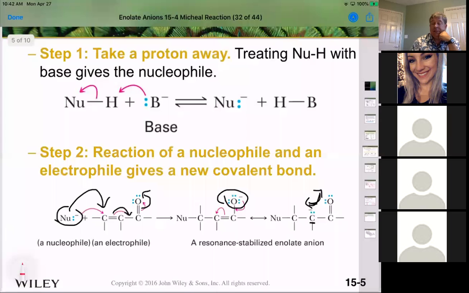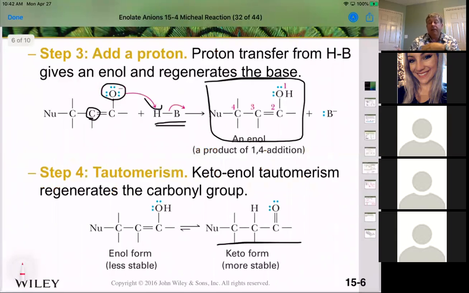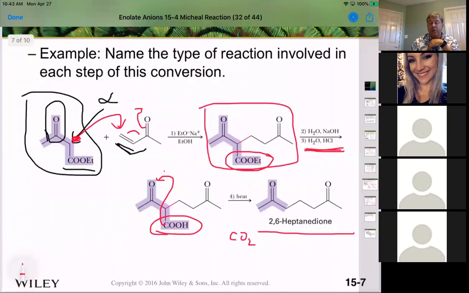Okay, so it's just the same thing where we deprotonate it, creating a nucleophile. Our nucleophile comes in to attack. Then we have an eno-keto tautomerization. It's going to then break down into its more stable form to give us our product here.